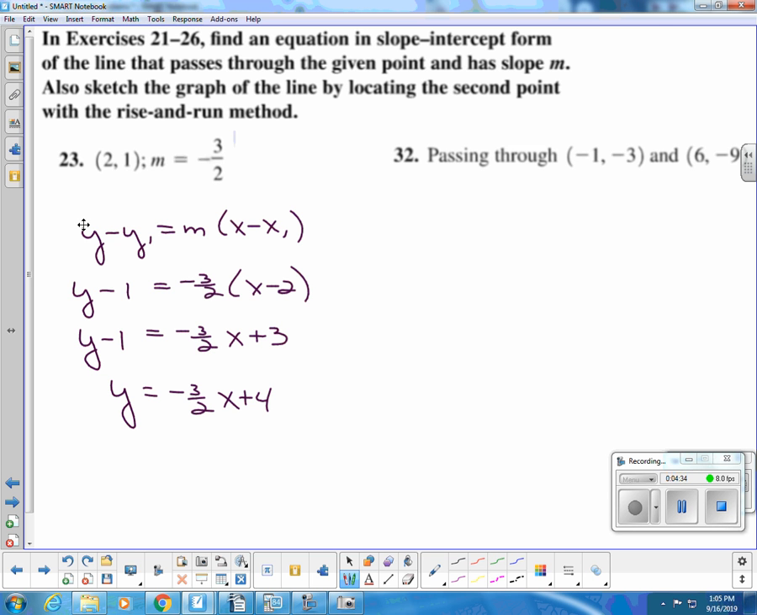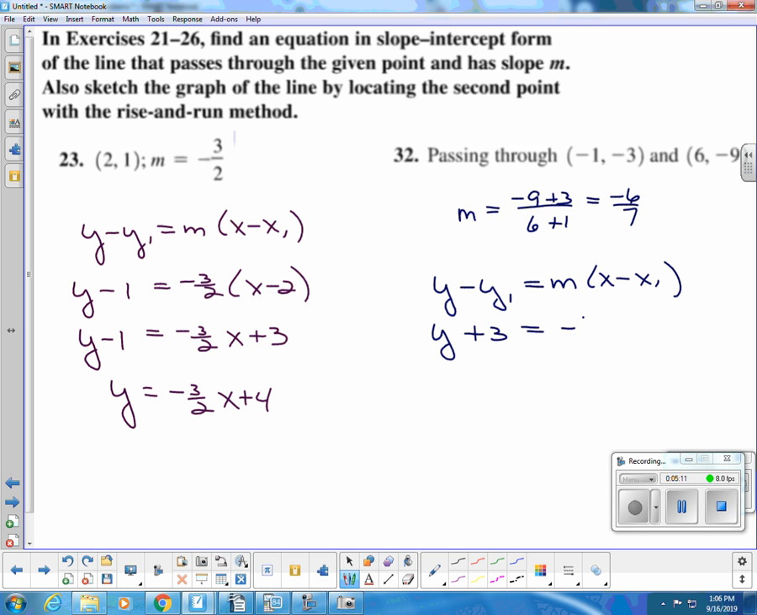In the second example, what do we have to do first? Find the slope. So the slope is a negative. And again, if you want to do that with a little shortcut, you should be able to write the slope down without any work. But if you show your work, I'm okay with that. Pick a point. It doesn't matter which point. I'm going to pick the first one. So it's going to be y minus a negative 3, equals negative 6/7, x minus a negative 1.